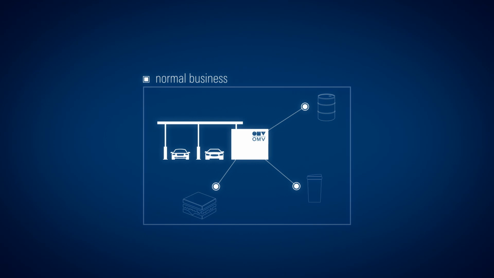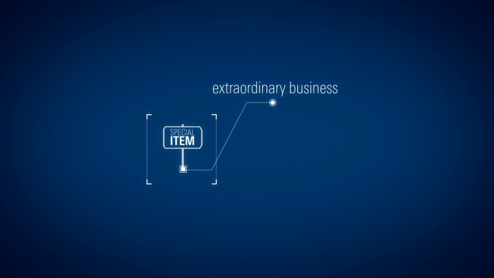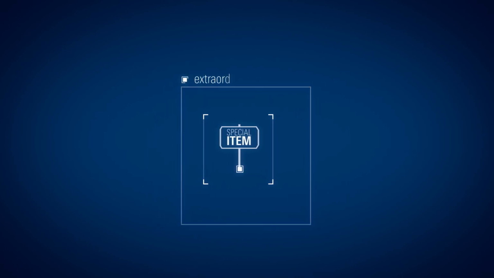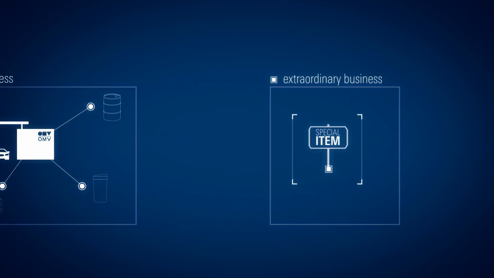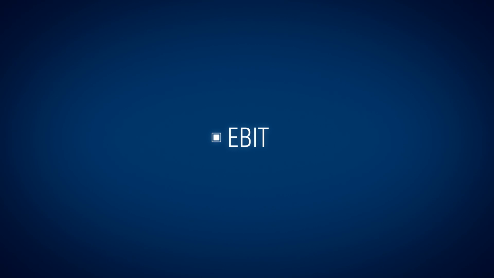However, if we sell a plot of land from a filling station, this is an extraordinary transaction because we are not a real estate company. So the sale of the land is not part of our core business. That's why we call the gain from such an extraordinary transaction a special item, which we recognize separately from the reported EBIT. This is how you get so-called clean EBIT.